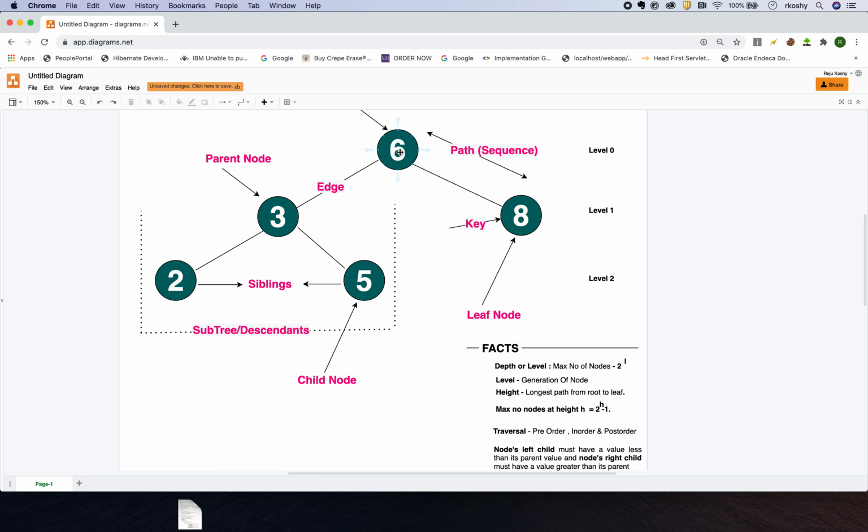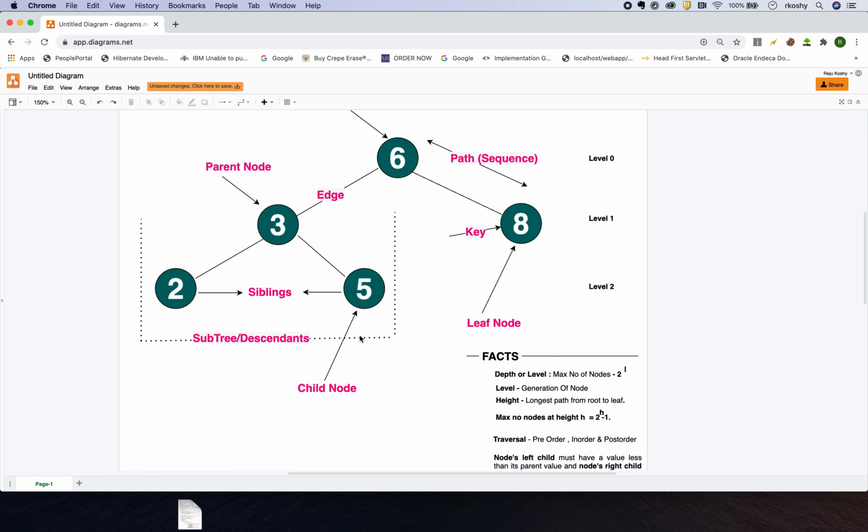So even in this height, if you try to determine the height by going this way, 6, 3, and 5, in that height also, the maximum number of possible nodes on that specific path, or in that specific height, will be 3. Am I right? 2 raised to h minus 1, which is 2 raised to 2 minus 1, which is 3.